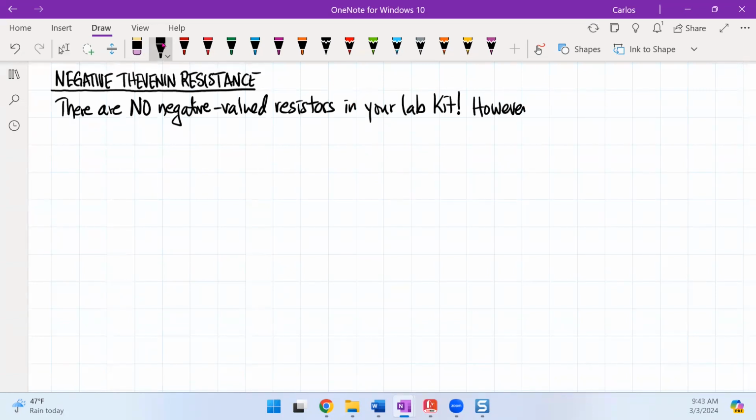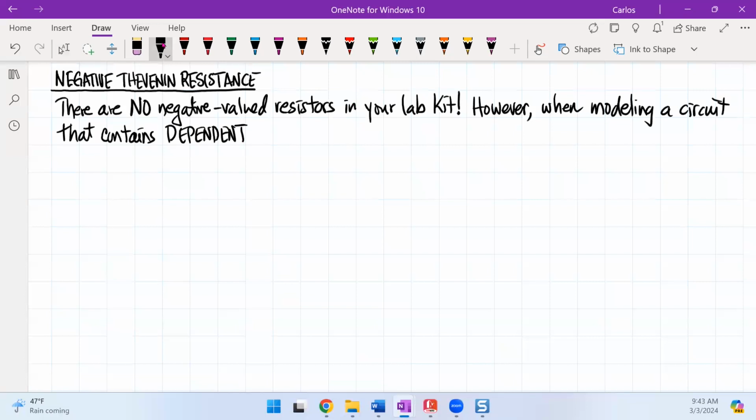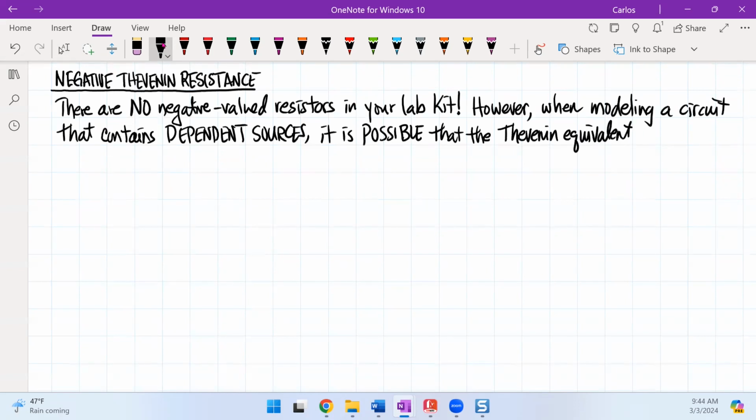However, when modeling a circuit that contains dependent sources, it is possible that the Thevenin equivalent resistance can be negative.